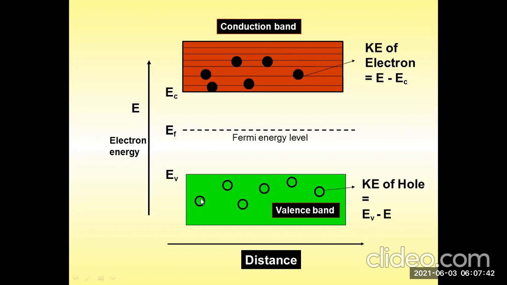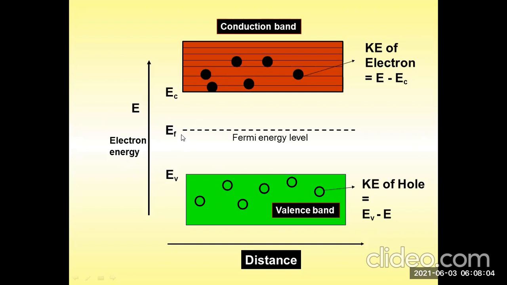This empty space is known as the hole. This is happening when I increase the temperature from 0 Kelvin to a higher value, so the electrons from the valence band will move to the conduction band. So what is happening here?